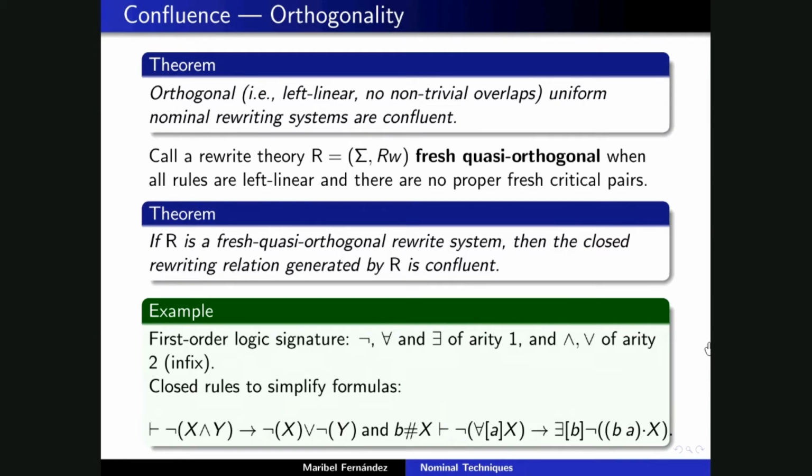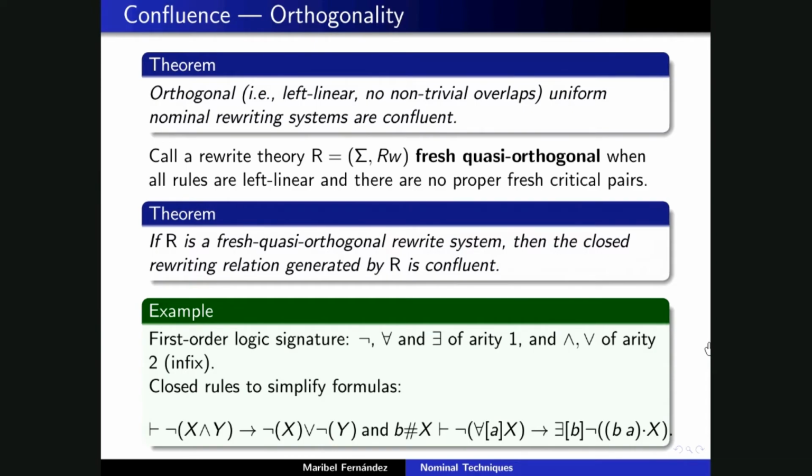It is the case also that a similar property ensures confluence for nominal rewriting systems. So if you have an orthogonal uniform system, so a system that doesn't generate new atoms, then orthogonality and uniformity implies confluence. But you can relax also this condition if your system is closed.